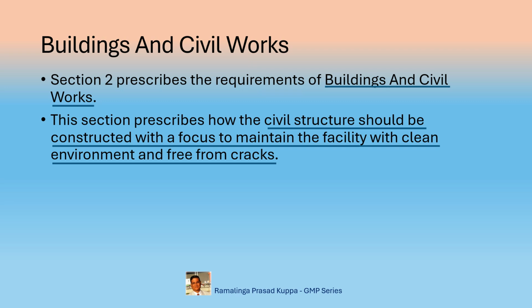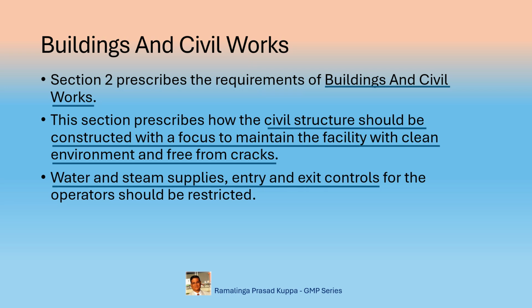Stainless steel furniture is recommended. The furniture should be rust resistant. Any other hard and resistant materials may also be used. Appropriate airlocks, pass boxes should be installed. Water and steam supplies, entry and exit controls for the operators should be restricted. Location of services like water, steam, gases, etc. should be designed in such a way that their regular or breakdown service or repair will not pose any threat to the integrity of the facility.